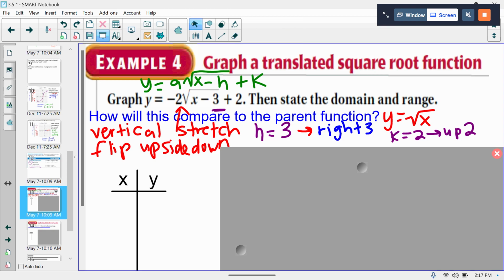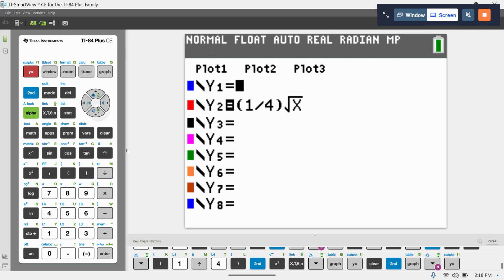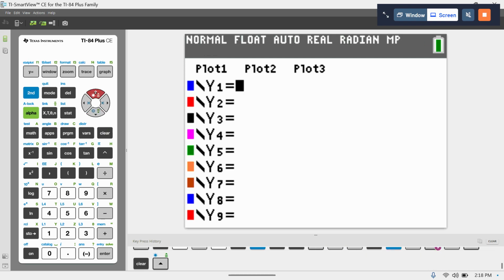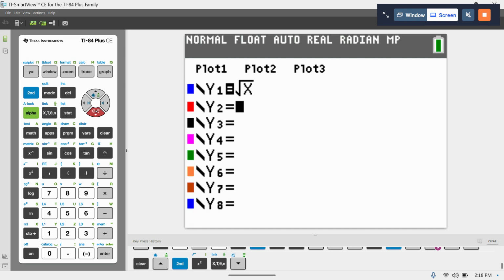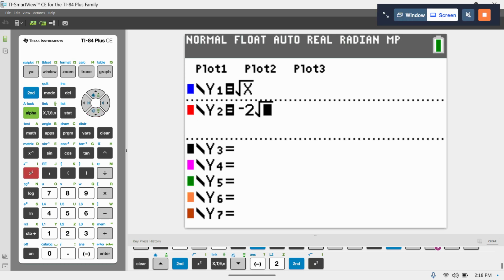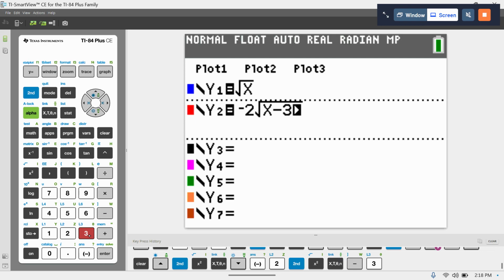So let's go to y equals again. First thing, I'm going to have us graph them both at the same time again. So let's graph the parent function, the square root of x, and then our new function. Guys, when you type this in, you have to be very careful, okay? Do it with me. We have negative 2, and then the square root of x minus 3. Some of the older calculators have parentheses when you type a square root. You would need to close the parentheses if yours has that, okay?